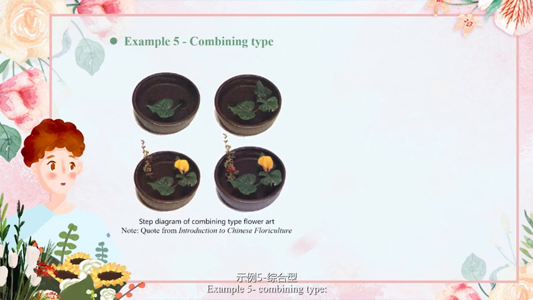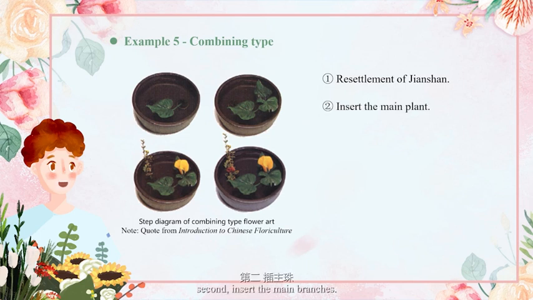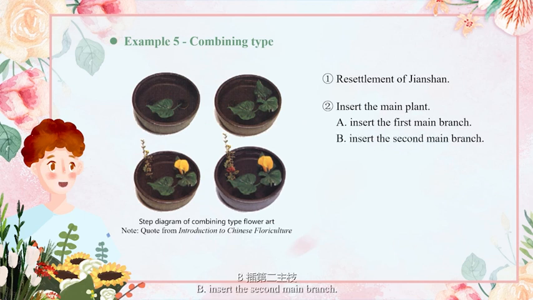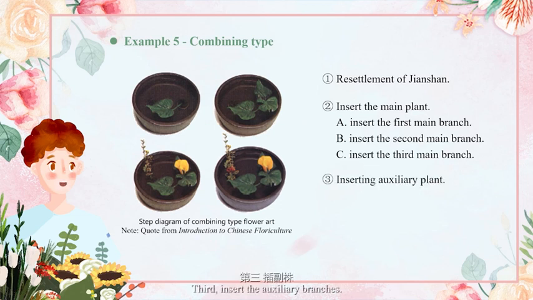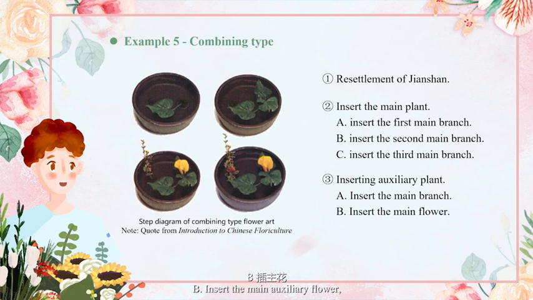Example 5, combining type. First, place Jianshan. Second, insert the main branches. A. Insert the first main branch. B. Insert the second main branch. C. Insert the third main branch. Third, insert the auxiliary branches. A. Insert the main auxiliary branch. B. Insert the main auxiliary flower. And finally finish the work.